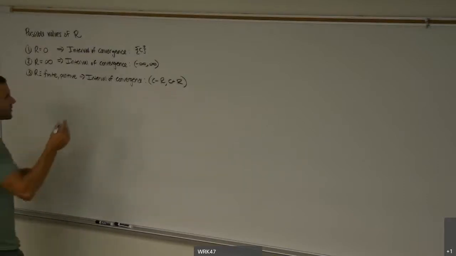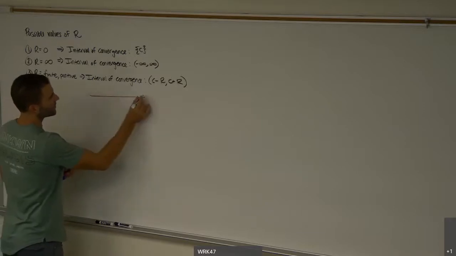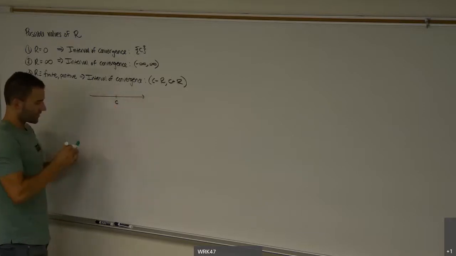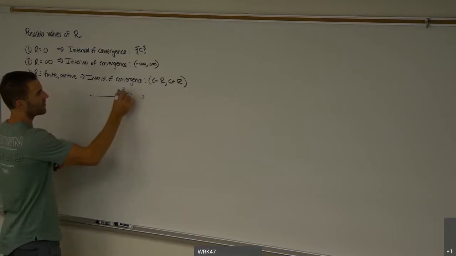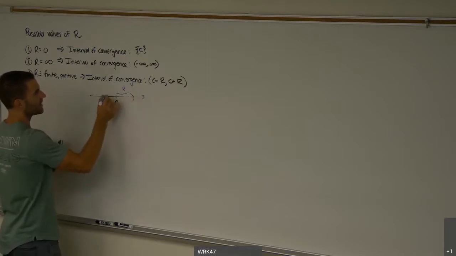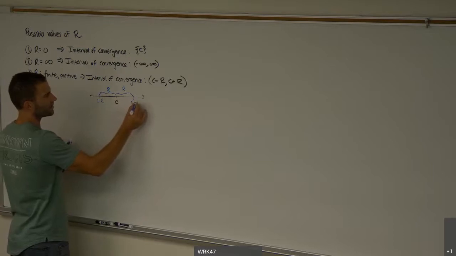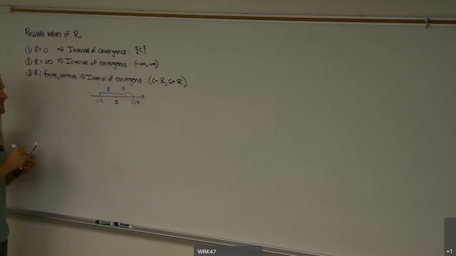Because this is the case where, and I'll draw the number line, you have C, that's the value for which you converge. You have some sort of distance that you can move away on either side, R here. And so where does that put me here? C minus R and C plus R. Moving away from C, a distance of R.